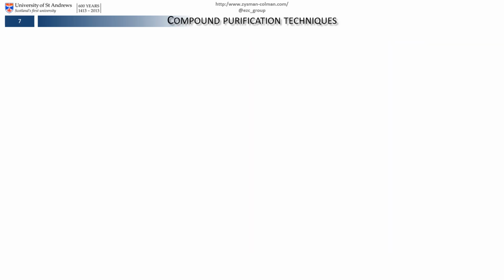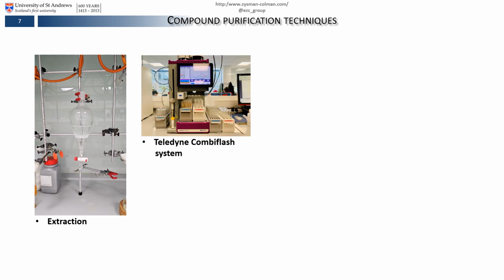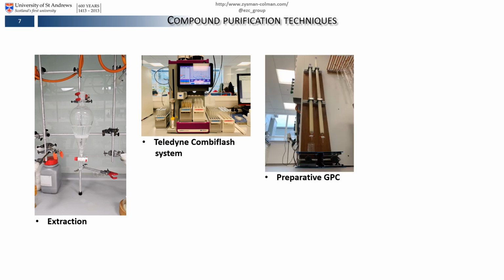Once a crude compound has been obtained, various compound purification techniques are used to obtain a high purity substance for accurate analysis. For example, extraction. Extraction isolates compounds by selectively dissolving them in a solvent, separating them from the aqueous mixture. Chromatography includes techniques like column chromatography, which separates compounds by their affinity for a stationary phase. Evaporative gel permeation chromatography separates compounds by their molecular size.